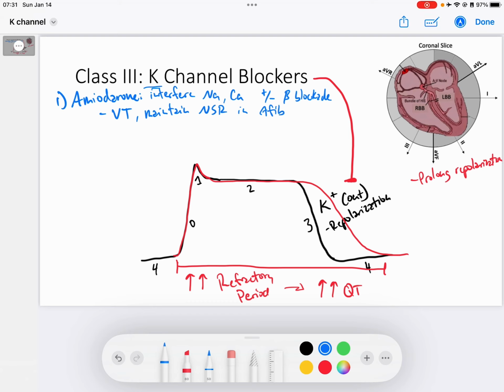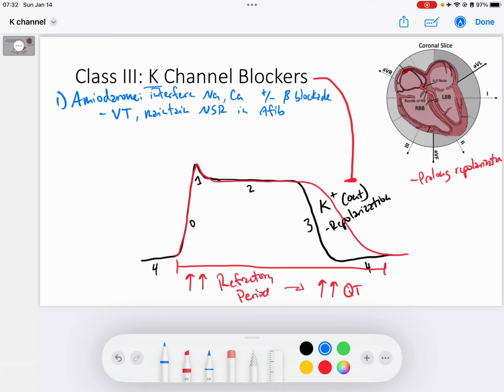Right? So ideally, the idea here is we are increasing our refractory period. We are inhibiting our cells from being ready faster. And by doing that, we are decreasing the ability for these rapid rates to begin to propagate because it is going to keep our cells refractory longer.